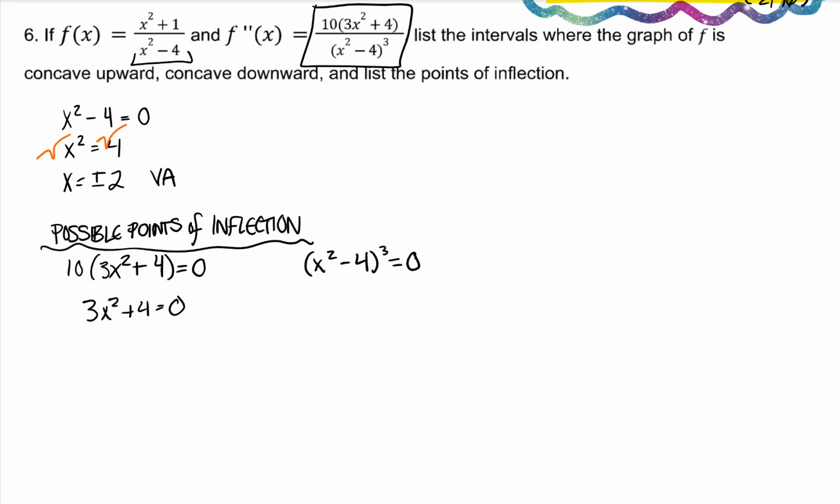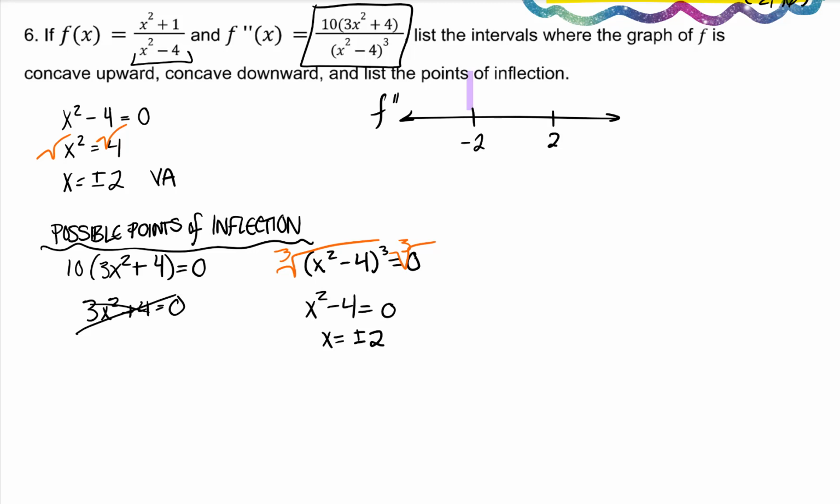Let's solve. If you notice, you're going to get x squared is equal to a negative, so that only gives you imaginary solutions. So there are no solutions, no x values that make the numerator equal to 0. This is just like when we were solving for those vertical asymptotes. So guess what? X is equal to plus or minus 2, but plus or minus 2 cannot be possible points of inflection because they're already vertical asymptotes. Make that f prime prime number line.